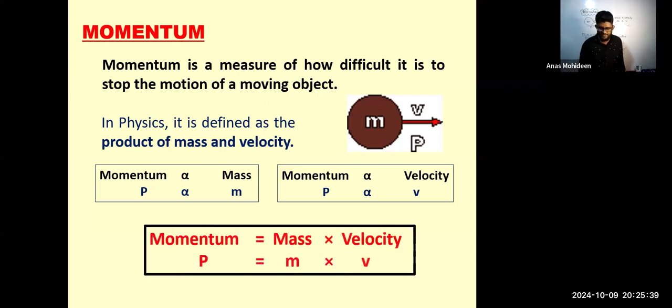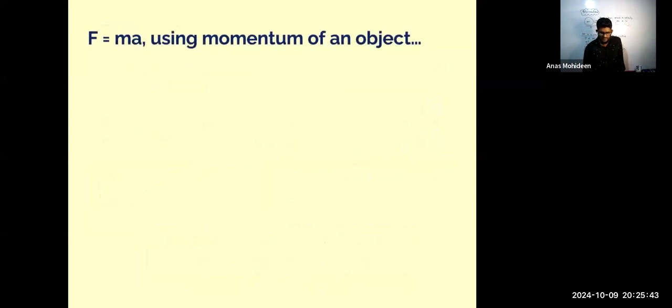So momentum is equal to mass into velocity here. So F equals ma using momentum. We are going to build up the relationship between force and momentum. So how to build it up?